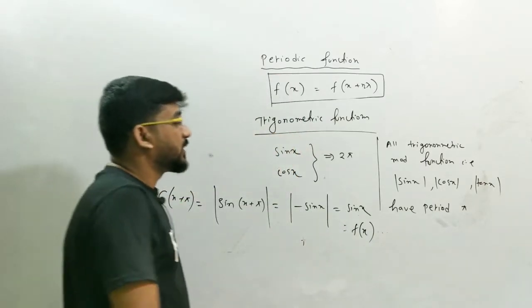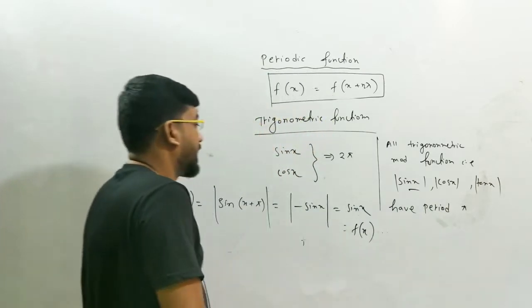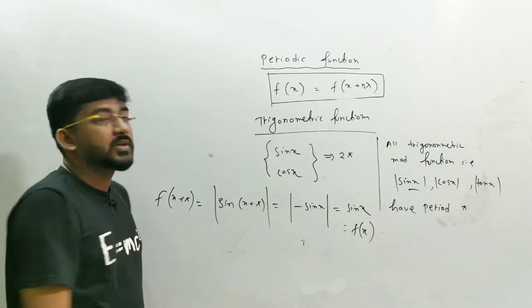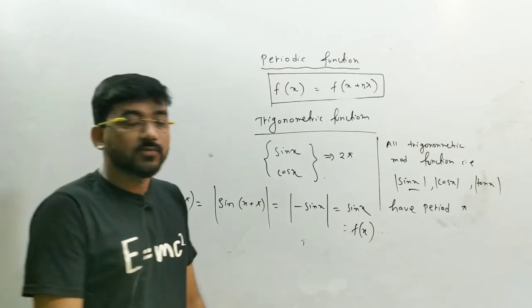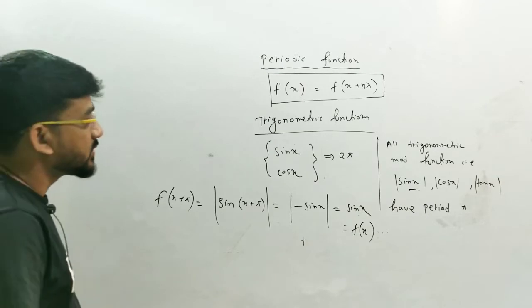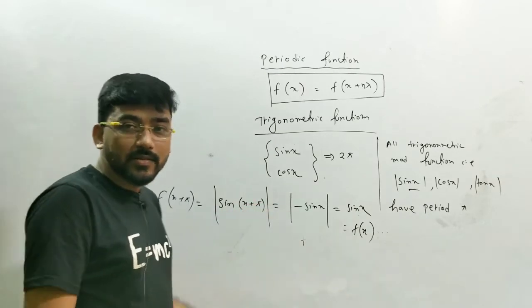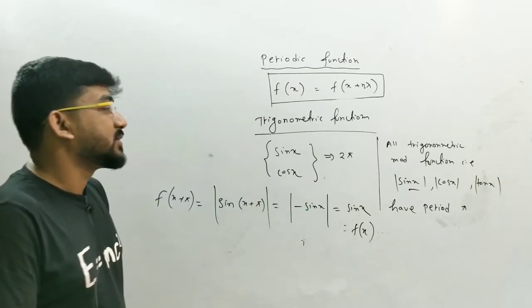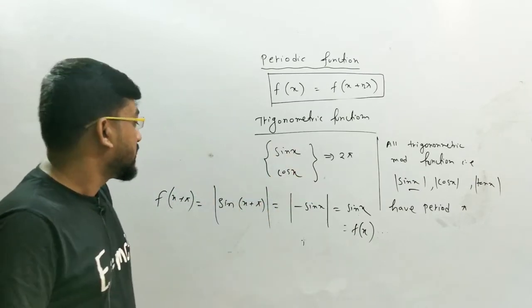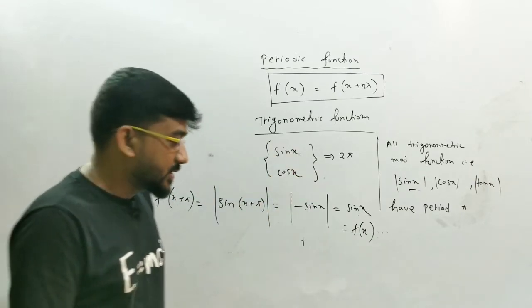So sin x and cos x have period 2 pi, but if you talk about tan x and cot x, they have period pi also. So these things you have to remember always, because these will arise in mathematics in Fourier series. Always you need to know some fundamental things about the periodic function.